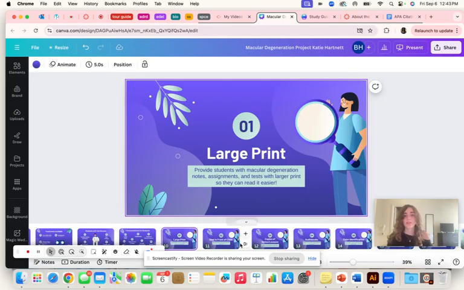So the first one I want to talk about is large print. So providing students notes, assignments, and tests with larger print will make it easier for them to read what's going on. I actually talk about this in one of my accommodation videos too.